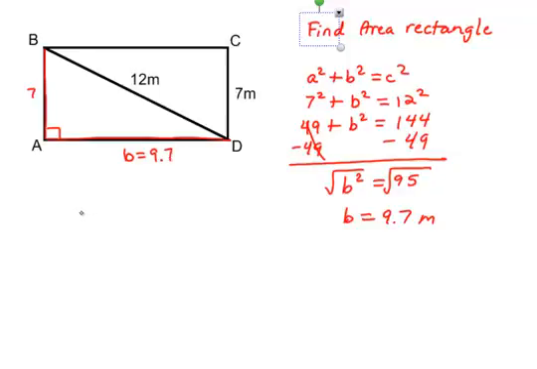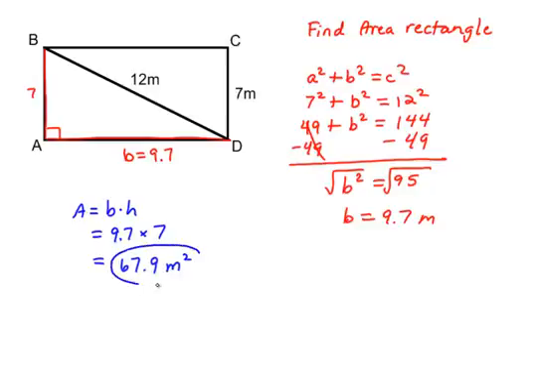Now the last step is to find the area. Area equals base times height. So it's equal to 9.7 times 7. So that's going to be equal to 67.9 meters squared. And I believe I did that correctly in my head. Okay. Alright, we have one more example.